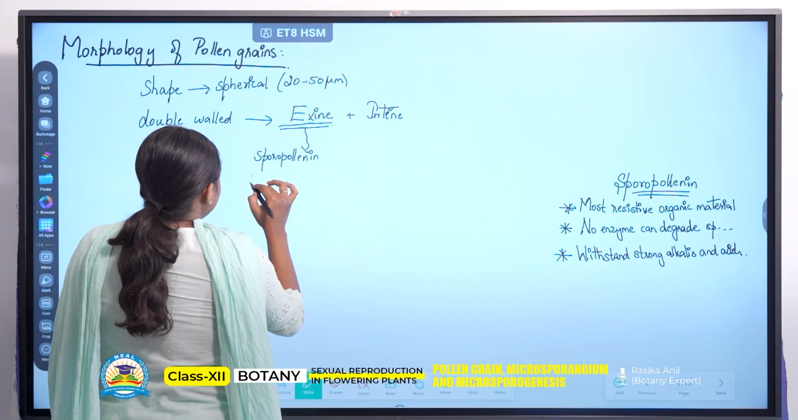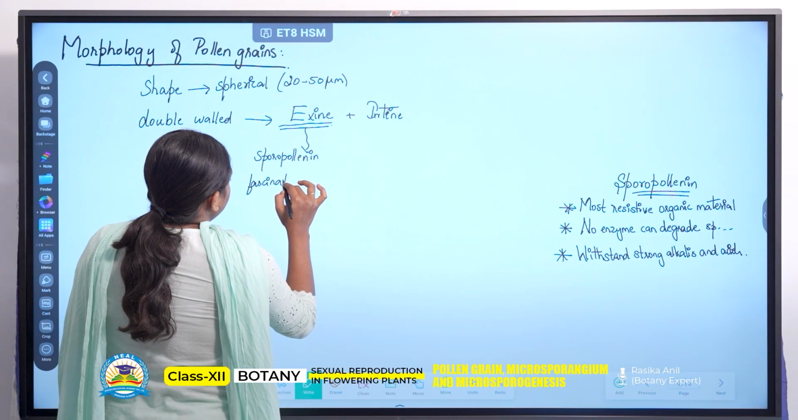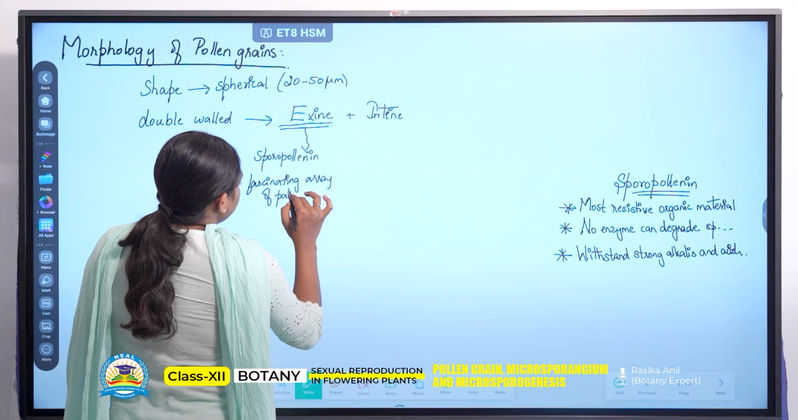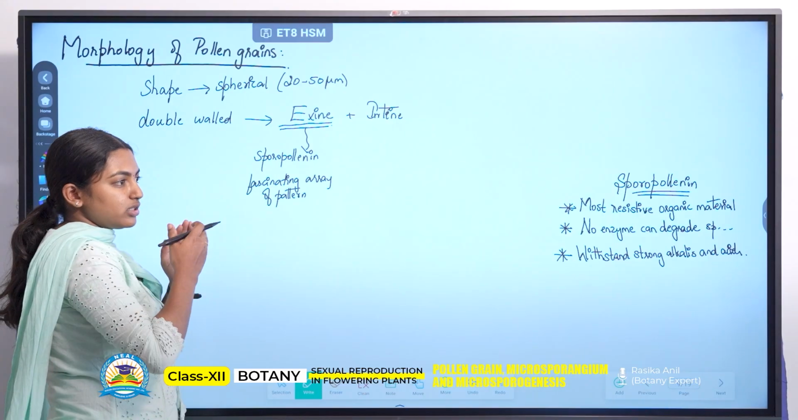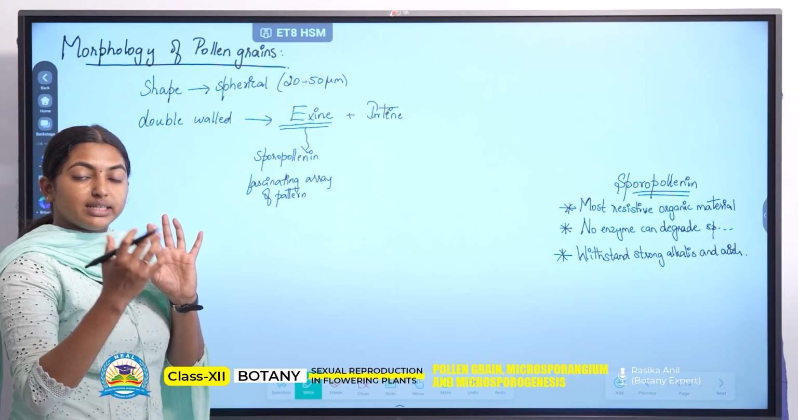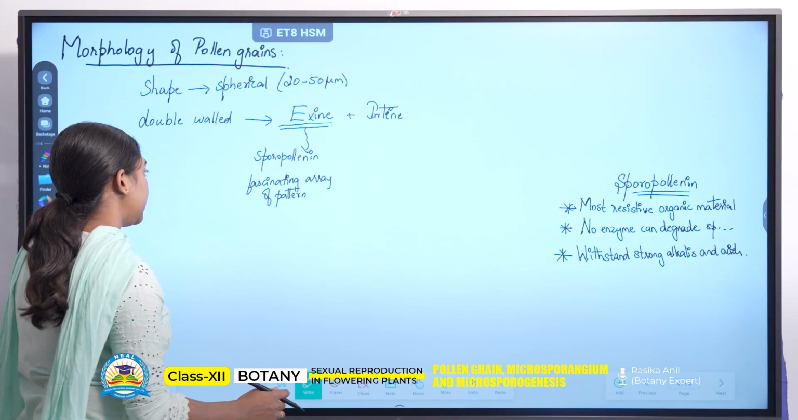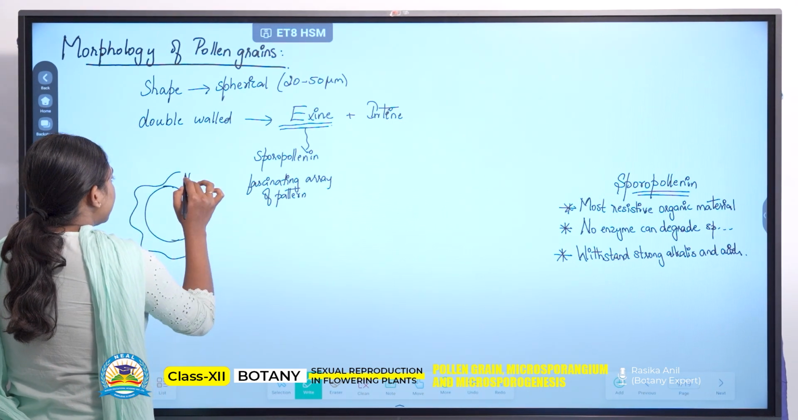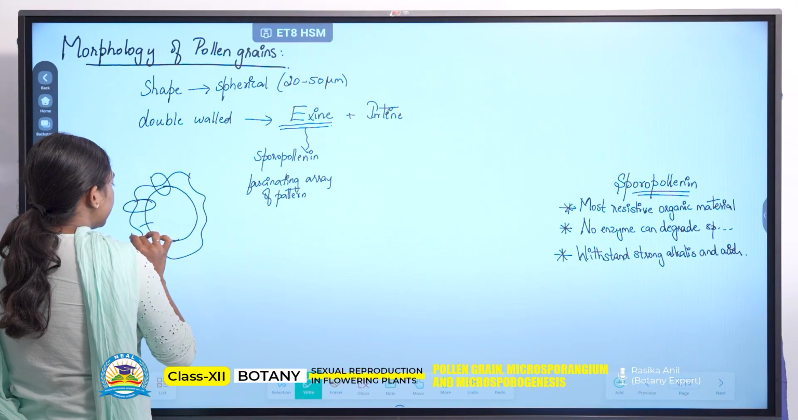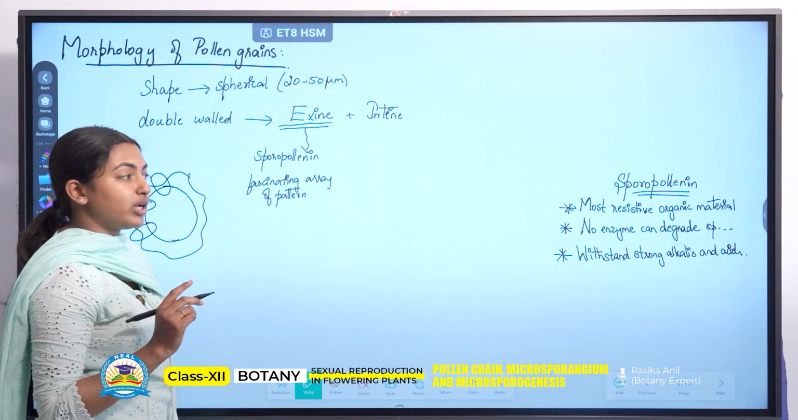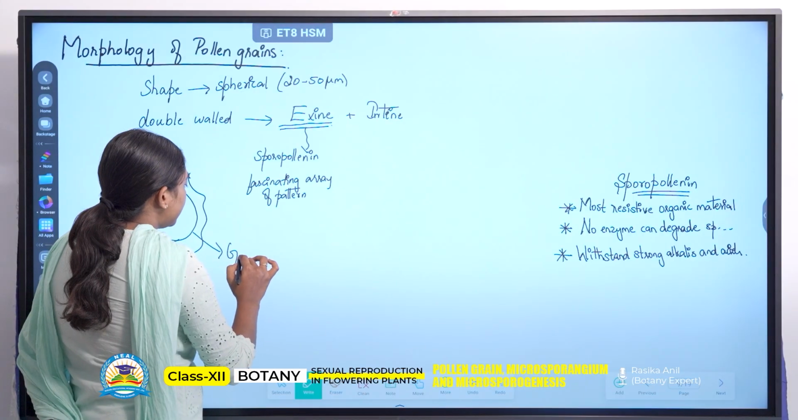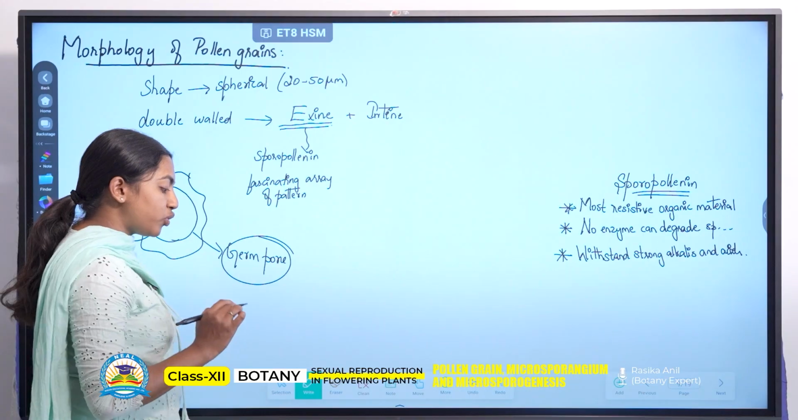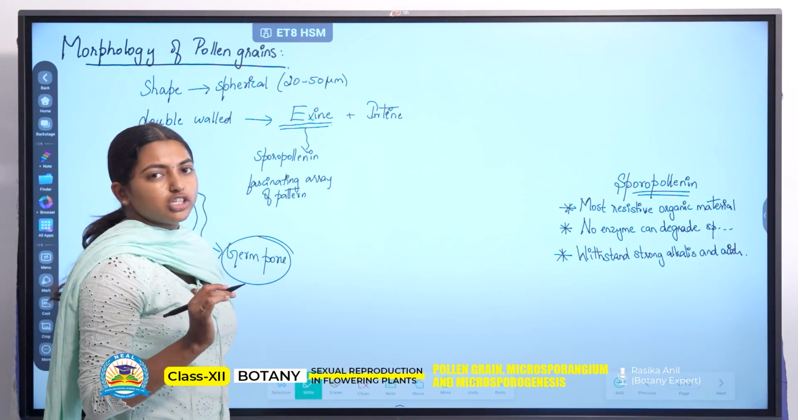Then it has a fascinating array of patterns, which means it is very nice to see. The arrangement of sporopollenin in the exine is very remarkable to see, right? And when you see the exine, imagine this is your exine, there are some regions of the pollen grains where exine is absent, or where sporopollenin is absent. That is called the germ pore. So what is a germ pore? The regions where sporopollenin is absent are called the germ pore, right?